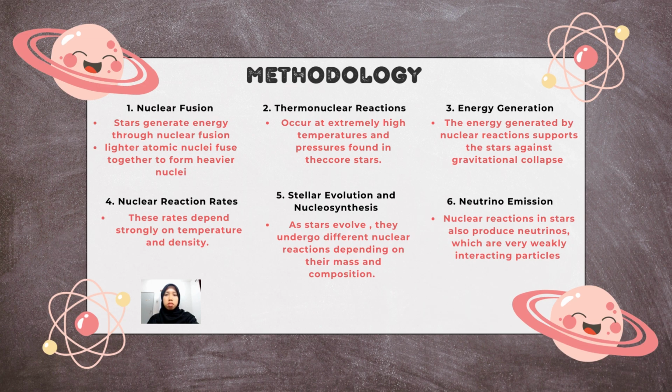The third one is energy generation. The energy generated by nuclear reactions supports the star against gravitational collapse, which is hydrostatic equilibrium, and provides the energy that is radiated away as light and other forms of electromagnetic radiation. Four is nuclear reaction rates. These rates depend strongly on temperature and density. For example, higher temperatures increase the rate of nuclear reactions due to increased particle velocity, overcoming the Coulomb barrier, the repulsive force between positively charged nuclei.